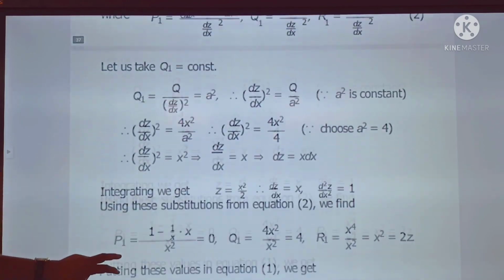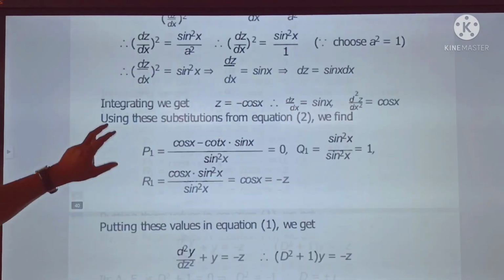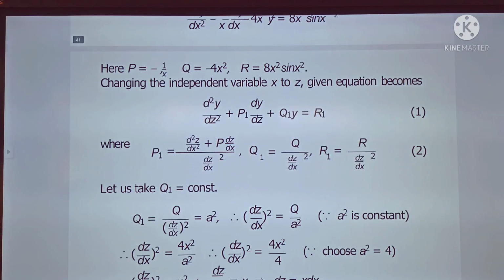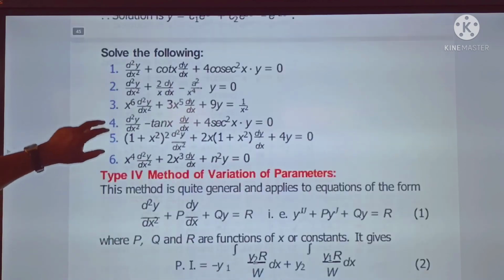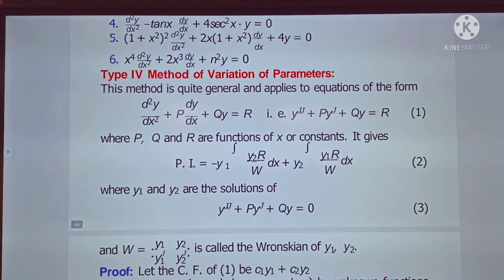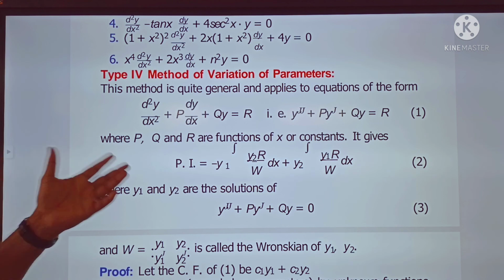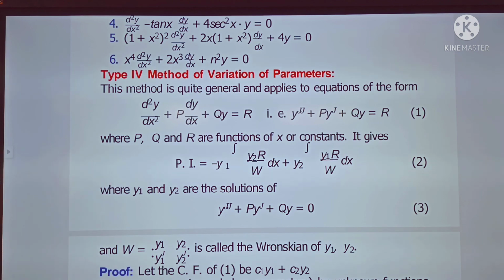Next time we take the last method from this chapter, that is the method of variation of parameters. So for the method of variation of parameters, we take the next YouTube lecture. Okay, good day. Thank you.